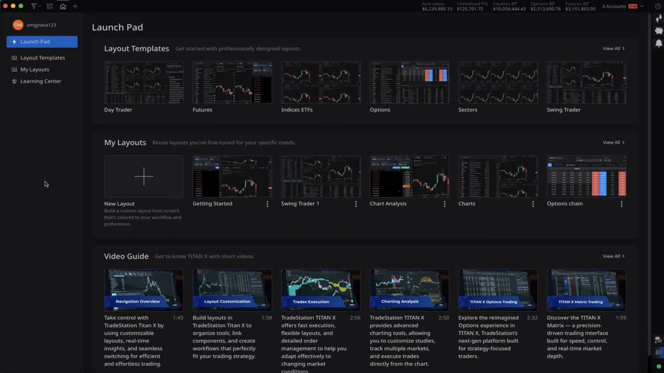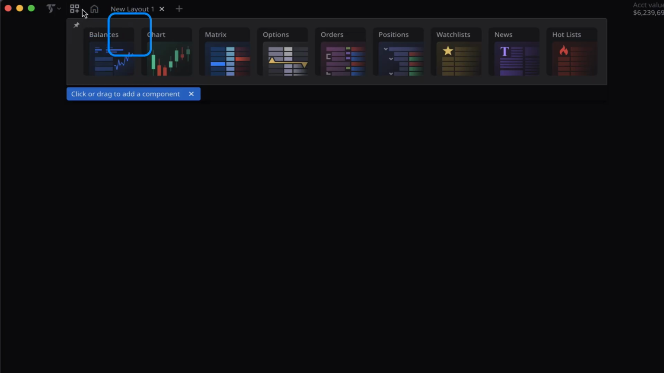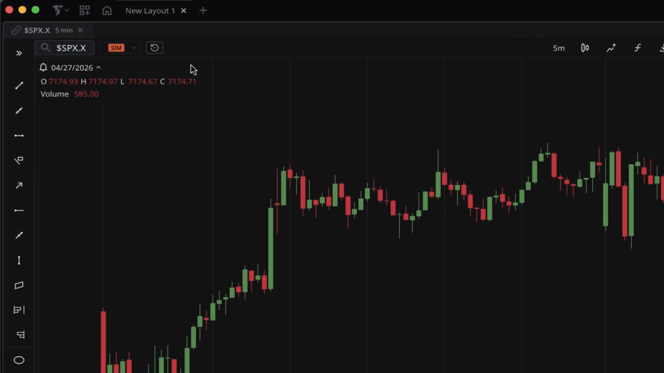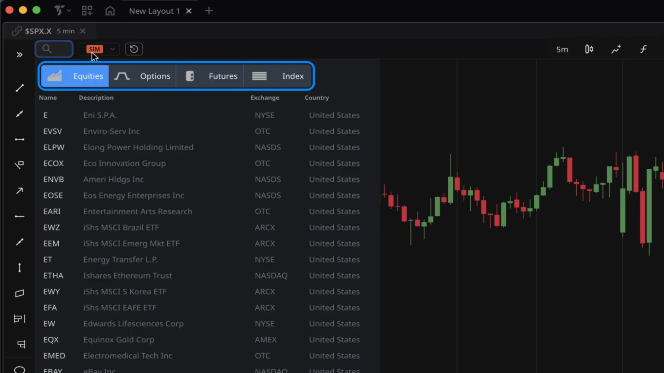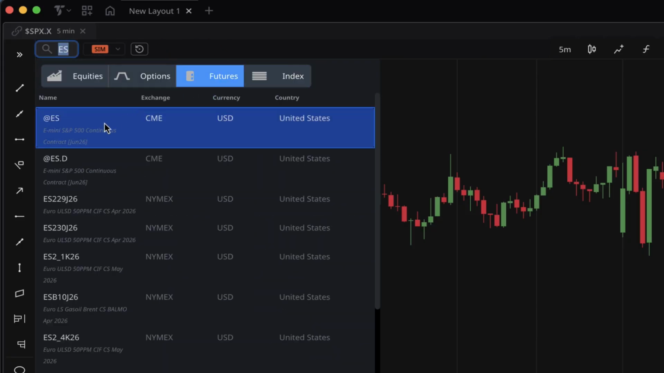In Titan X, opening a chart is straightforward. Click the chart icon from the Components menu and a chart opens with the last symbol you viewed. To change it, use the search box at the top left. The symbol category tabs let you filter by asset class, so you can find what you're looking for quickly. For example, let's use the E-mini S&P 500 continuous contract.